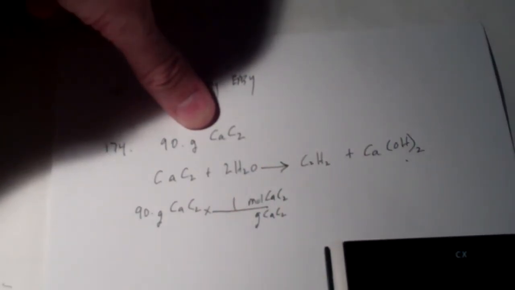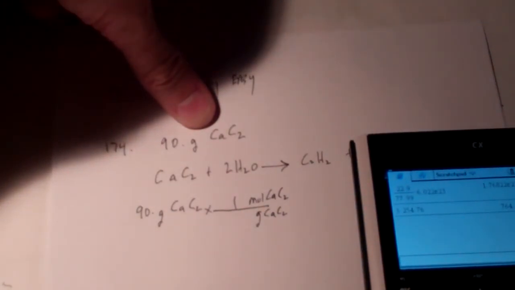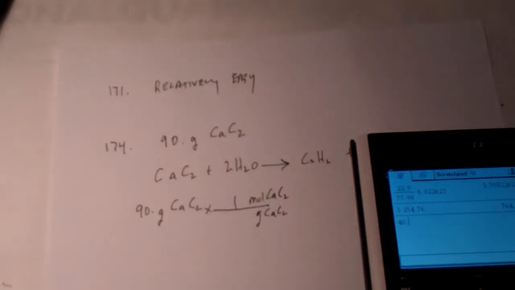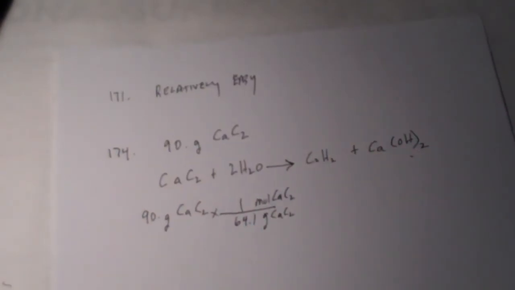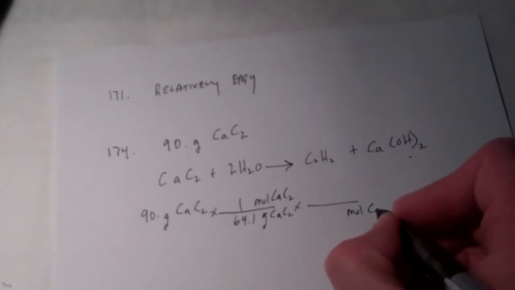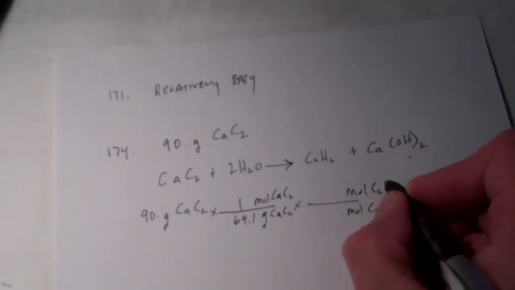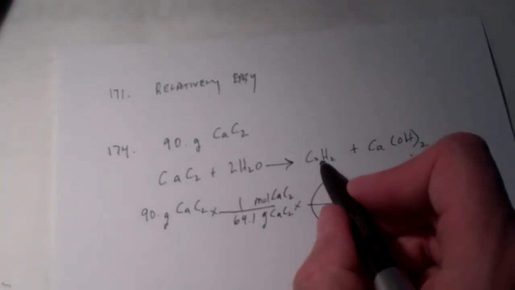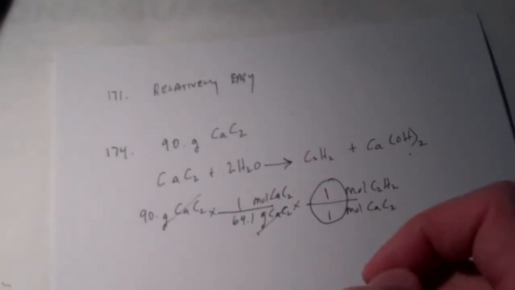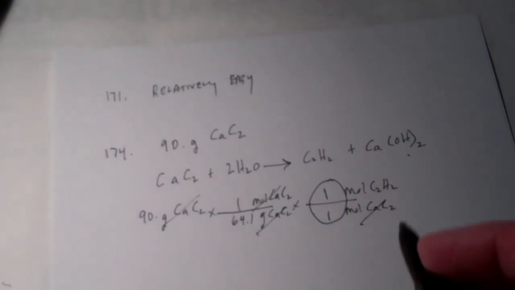1 mole of calcium carbide would be the mass of a calcium, which is 40.08, I believe. Yep, 40.08, plus the mass of 2 carbons, which would be 12.01 each. So it's 24.02 for the 2 of them. And we end up with 64.1 grams per mole. And then we go from moles of calcium carbide to moles of what we're after, which is my C2H2. Now remember, this mole ratio comes from the balanced equation. And it says for 1 CaC2, I can make 1 C2H2. So grams of calcium carbide are gone, moles of calcium carbide are gone, and we're in moles of acetylene.